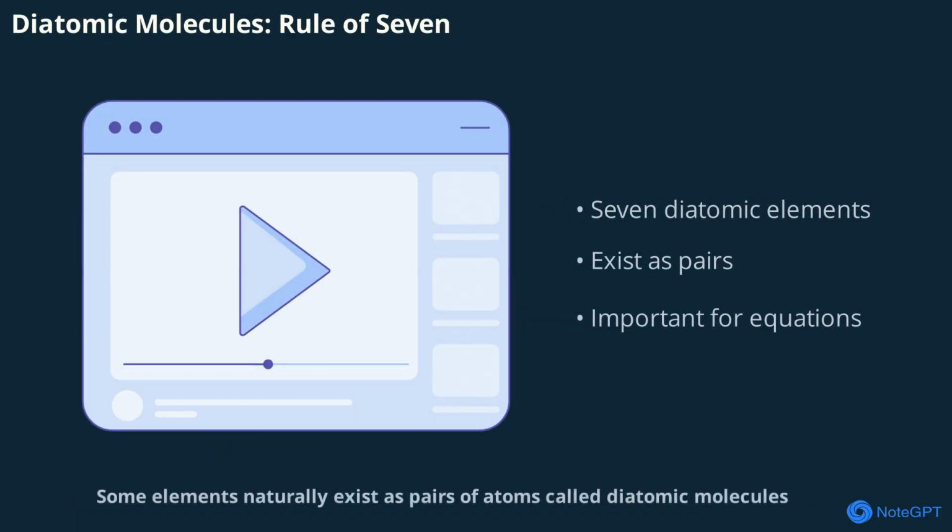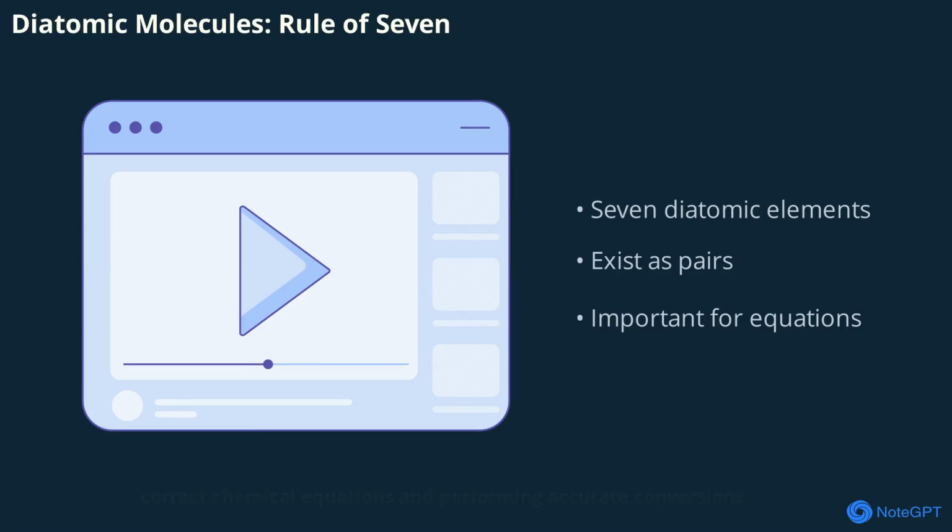Some elements naturally exist as pairs of atoms, called diatomic molecules. The rule of 7 helps you remember them: H2, N2, O2, F2, Cl2, Br2, and I2. These elements are never found as single atoms in nature. Recognizing diatomic elements is crucial for writing correct chemical equations and performing accurate conversions.